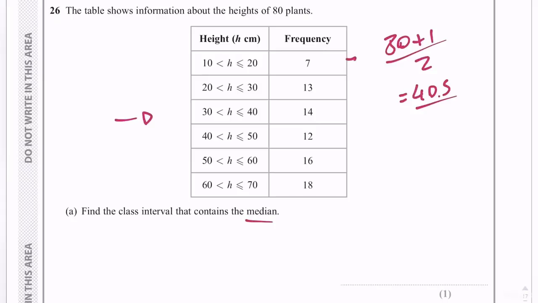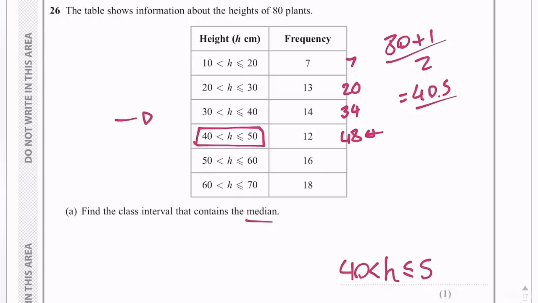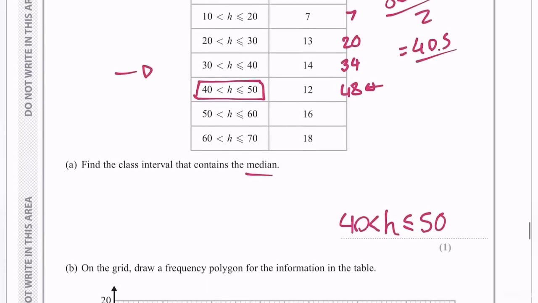So at the moment we've got 7, add in the 13 we get to 20. Add in the 14, we're up to 34, and add in the 12, we're up to 48. Now we've gone beyond 40.5 in this column here. We weren't quite there on the one above, but we're on this one. So that's going to be this interval here, which is 40 to 50. And you just write it down exactly as it says it there, 40 to 50. There we go. And the last one, part of this, is asking us to draw a frequency polygon.